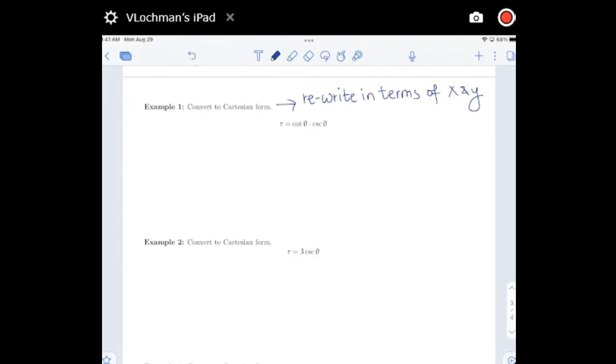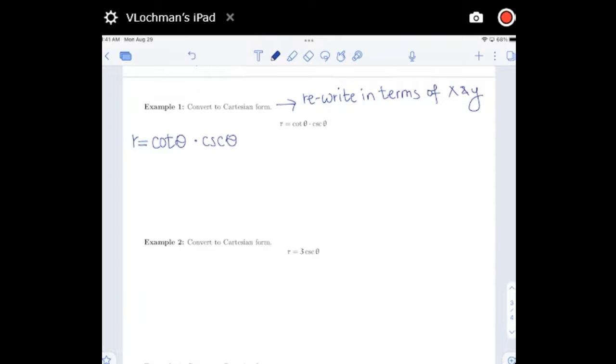I'm going to take my equation. So this is r is equal to cotangent theta times cosecant theta. Okay, and I'm going to try and rewrite all of this in terms of x and y. So the goal is to eliminate r and theta and just have x and y. All right, so let's see.